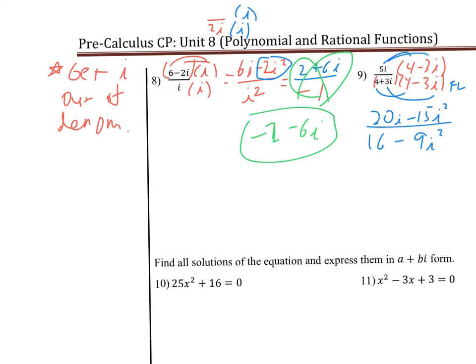Okay, so then we can simplify on top and bottom. We know that this is really plus 15. So I'm going to move it to the front. Usually they have the i in the back. And then down here, we know that this is really plus 9. So I'm going to put this over 25.